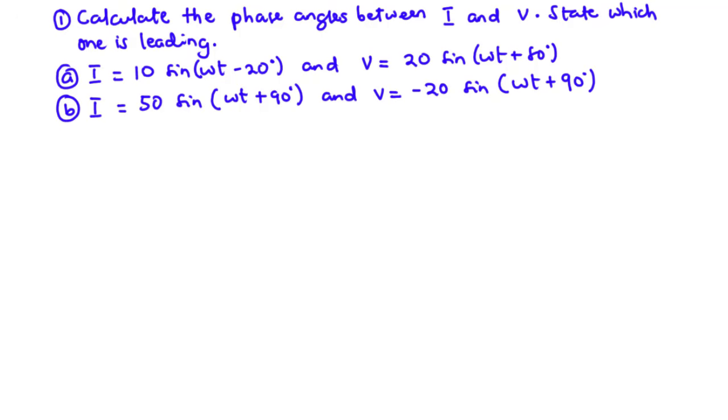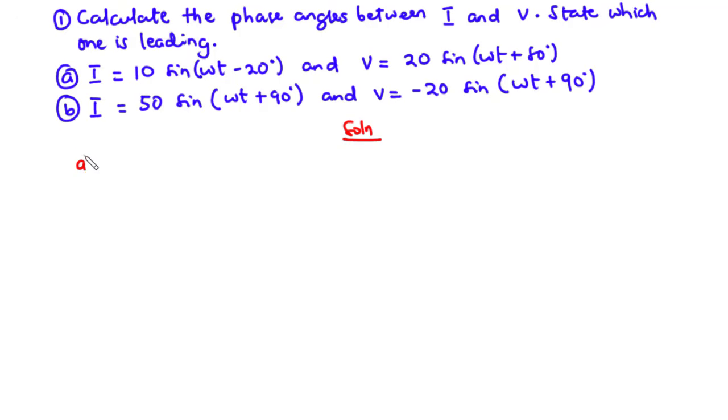Now we have A. We have I to be 10 sine omega t minus 20 degrees and V to be 20 sine omega t plus 80 degrees. For B, we have I to be 50 sine omega t plus 90 degrees and V equals negative 20 sine omega t plus 90 degrees. So let's solve these examples together.